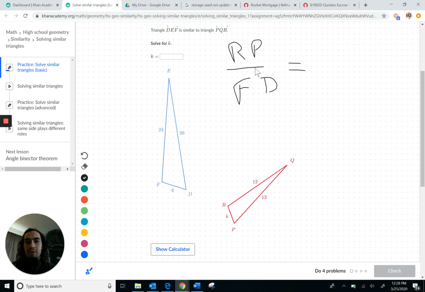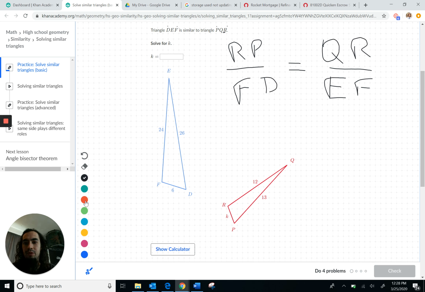And we can do another side also, so maybe we'll do QR. QR is the second and third letter, so I'm going to go second and third letter here, which is EF. Perfect. Okay, so I've set up my proportion.